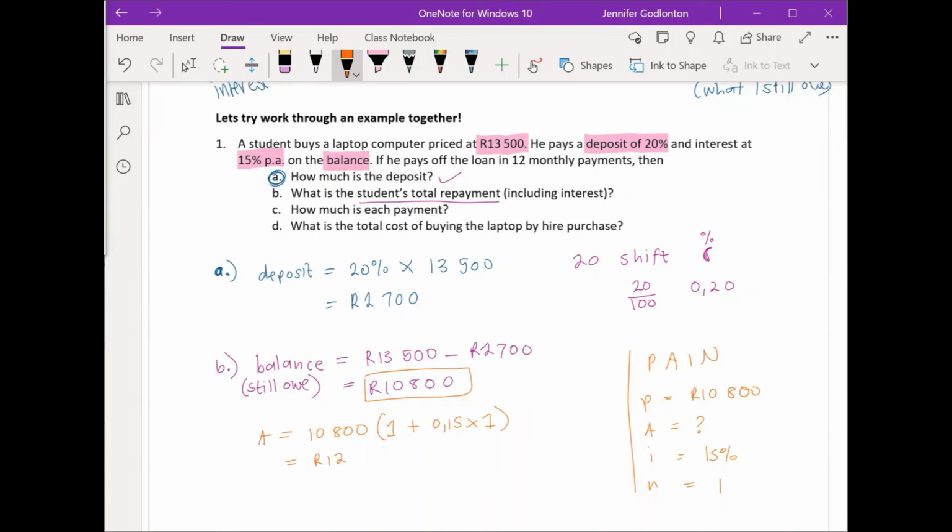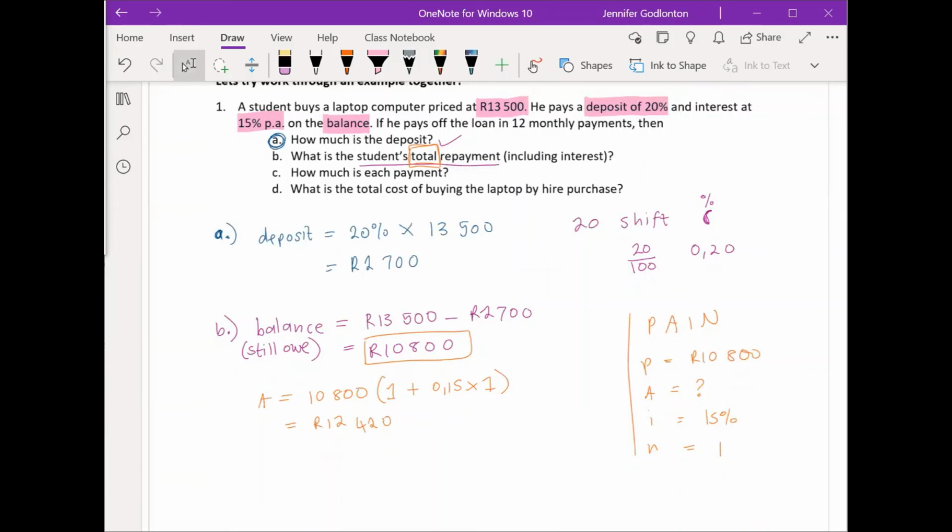Cool. Is that my final answer? Does anyone think that they can tell me if that's final? Is that what the question's asking? The question says, what is the student's total repayments, including interest? Is that the total amount that my student has paid? I absolutely add the deposit. Well done. Because they've said the total amount that the student has paid, if I don't also include the deposit, then I'm not including everything that this person has paid.